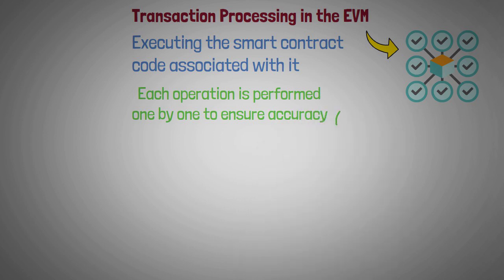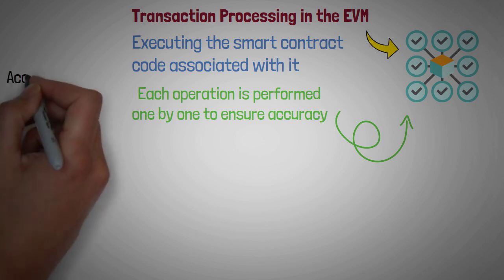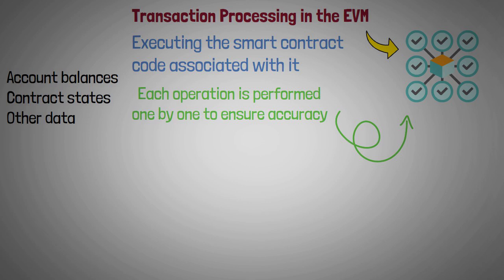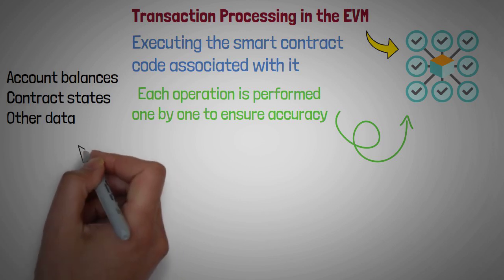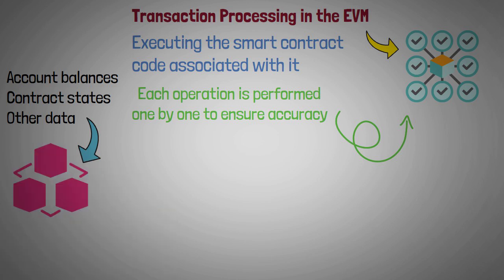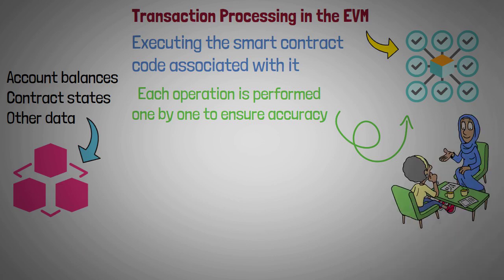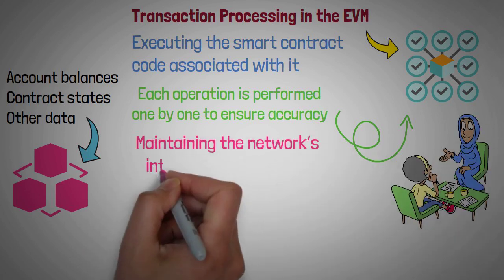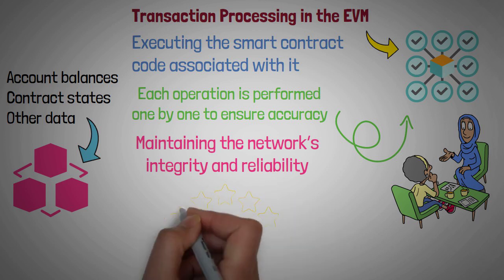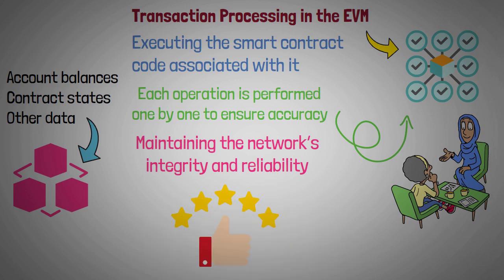The EVM updates the blockchain's state based on the results of the transaction. This could involve changes to account balances, contract states, or other data. Each transaction's execution alters the blockchain state, and these changes are recorded in a new block. The EVM's consistent processing ensures that all nodes agree on the state of the blockchain, maintaining the network's integrity and reliability. This process guarantees that smart contracts execute correctly and transaction outcomes are uniformly applied across the network.